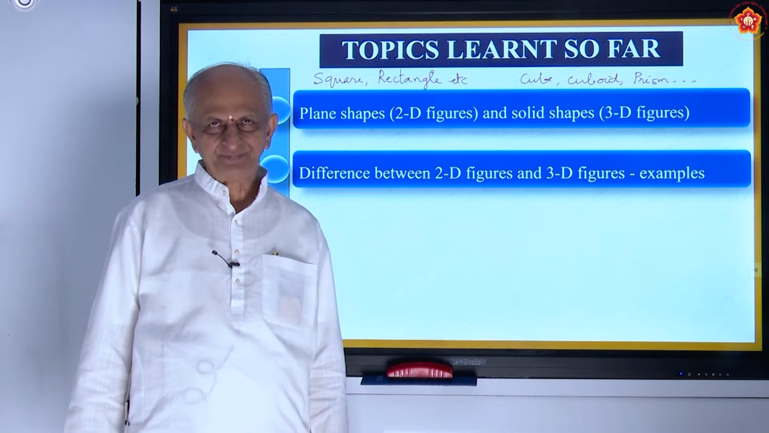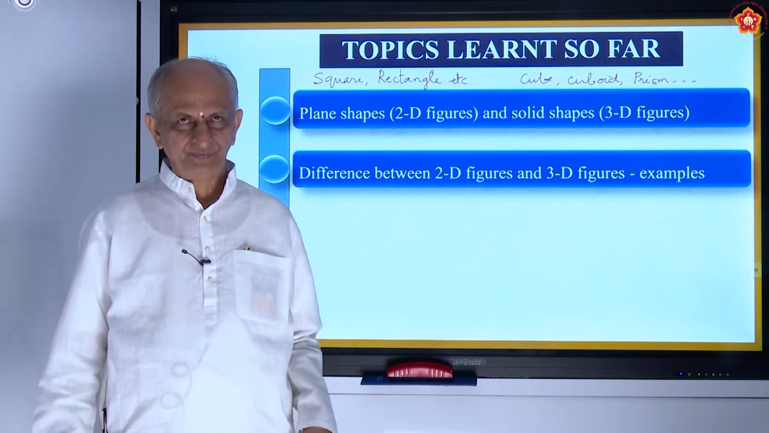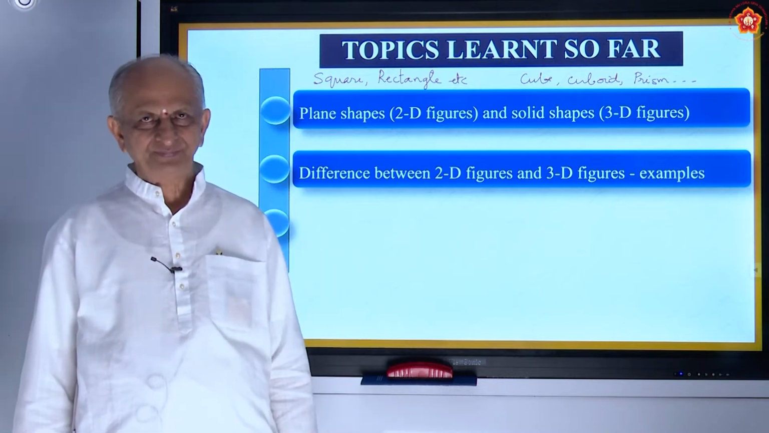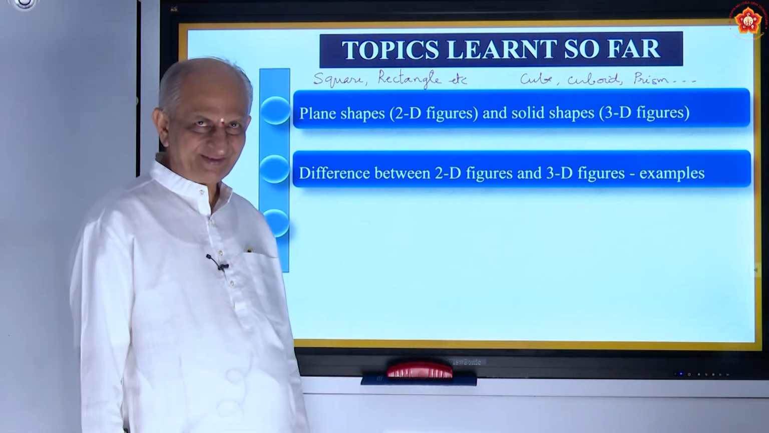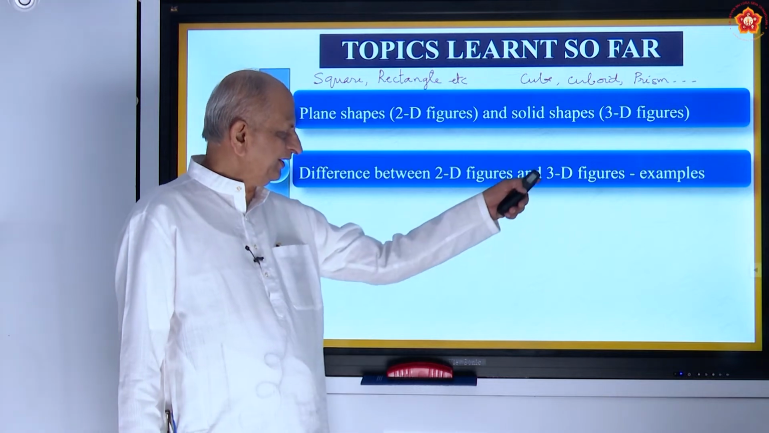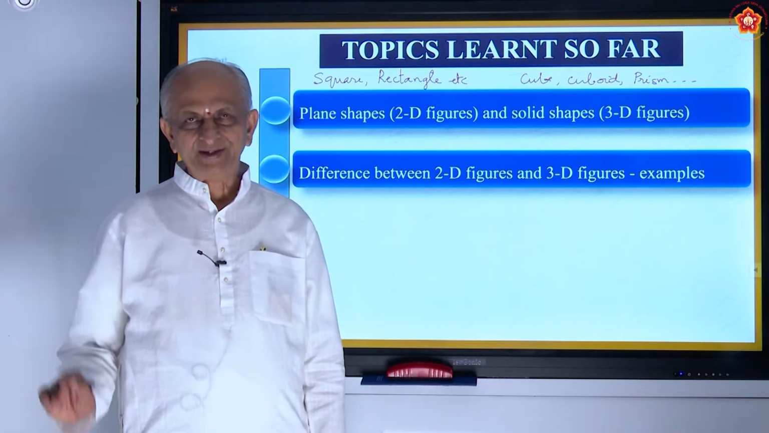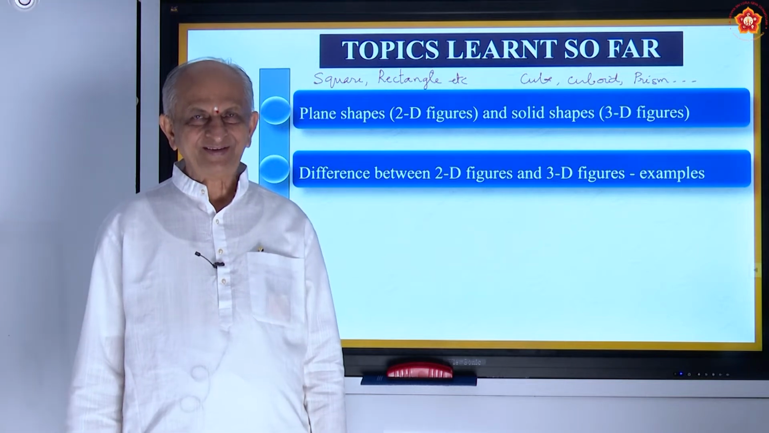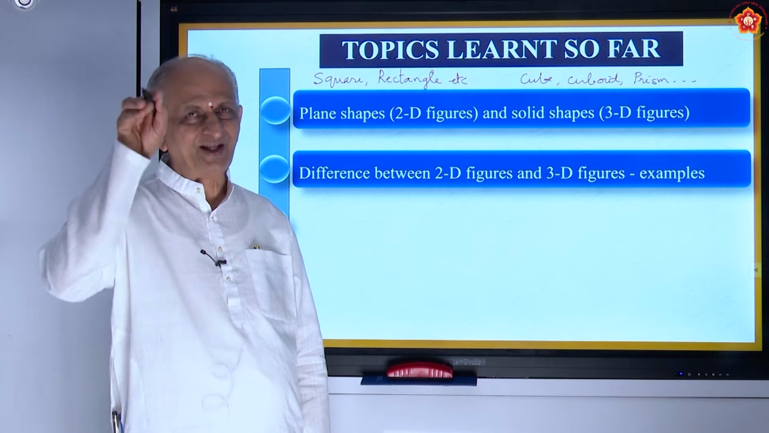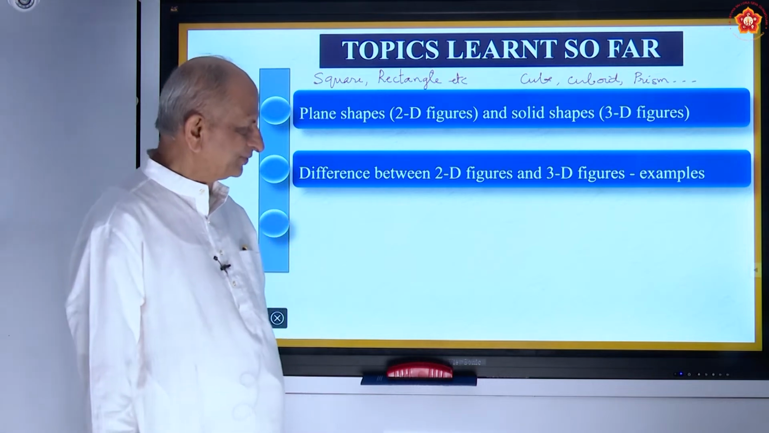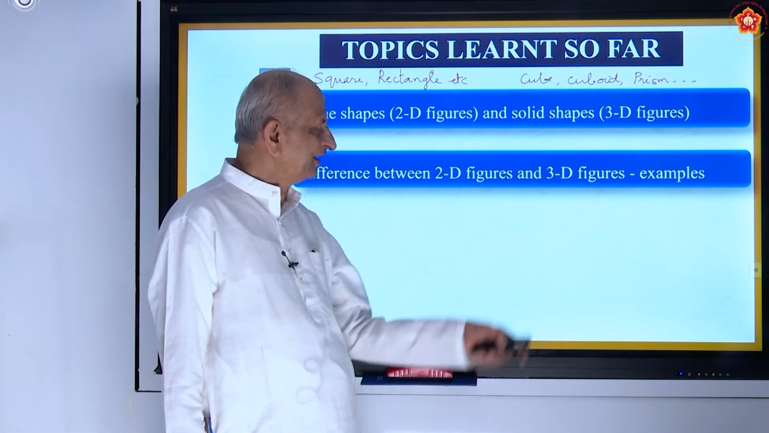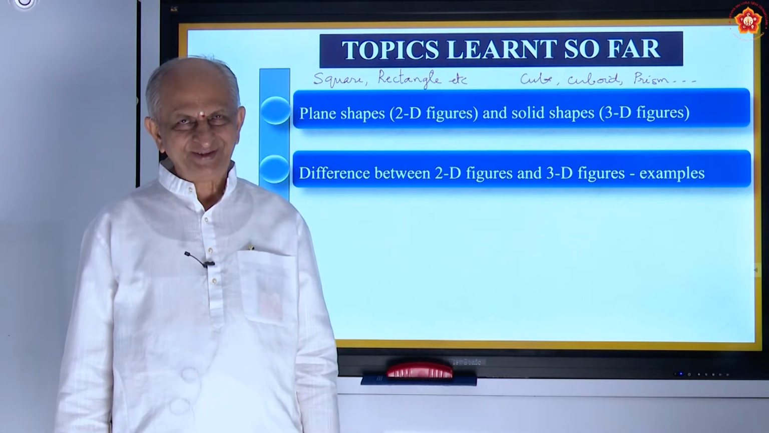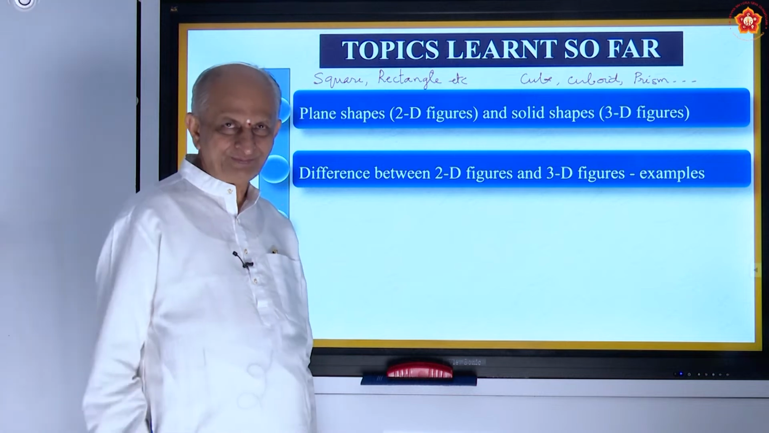2D figures means they can be drawn on a paper or on a board or any one plane surface. There is no thickness or depth. Whereas 3D figures means they cannot be drawn on the paper. Then what are you drawing? We are drawing the figure of the solid. Actually, 3D means length, breadth and height. All the three will be there. For example, if you take a cube, you cannot draw the cube as it is. You draw the figure of the cube.